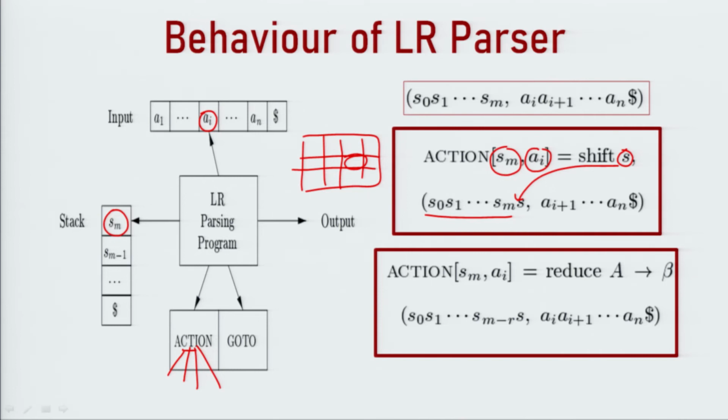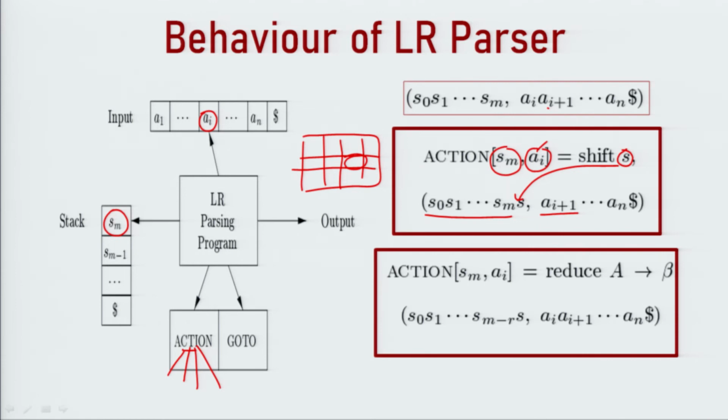Next, this is AI. Here we will advance the input pointer one cell to the right, because the state corresponding to this grammar symbol has been pushed. So, we will advance the input string, and it will now point to AI plus 1. The remaining input string will be AI plus 1 up to AN and dollar.